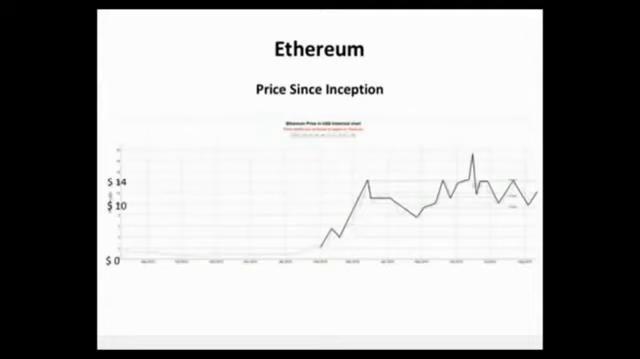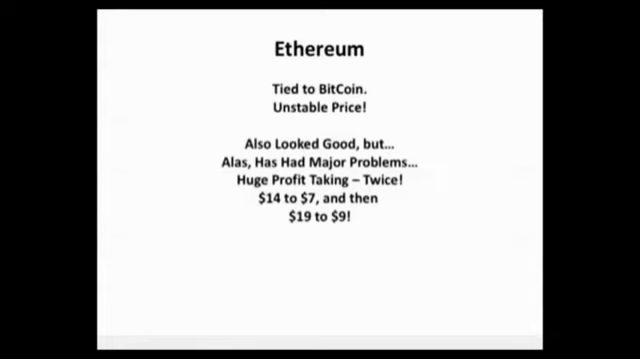Similar pattern. It's gone up to 14, crashed down to below 10, went up to about 15, and has been zigzagging up and down ever since. So we again have this profit-taking profile. The next slide is a summary of Ethereum. It's kind of tied to Bitcoin, so the instability from Bitcoin washed over into Ethereum. And huge profit-taking, 50% down to 7, and then 19 to 9, that's another 50% drop.